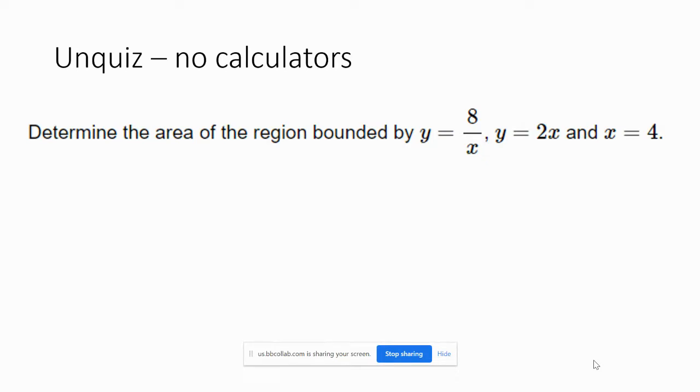So anyway, here's what I'm asking you to do, and you really should be doing this without calculators. So determine the area of the region bounded by y equal 8 over x, y equal 2x, and x equal 4. And you shouldn't be using calculators, and take it seriously because it pays dividends thinking about these things. Okay, everybody, please go.